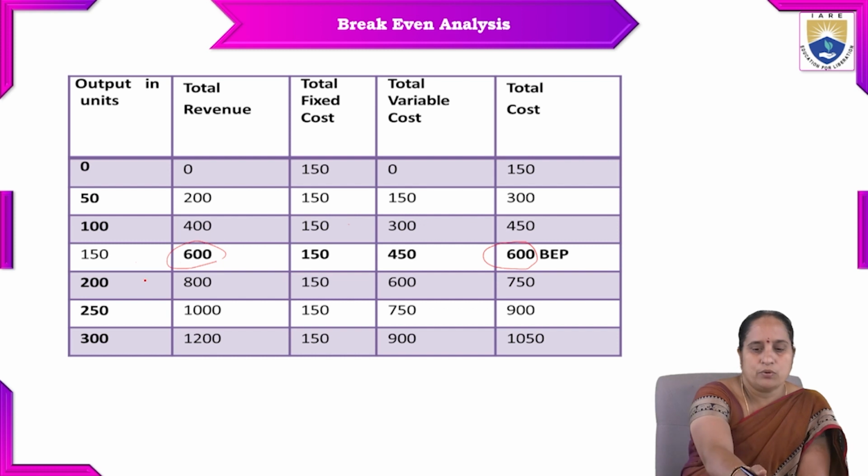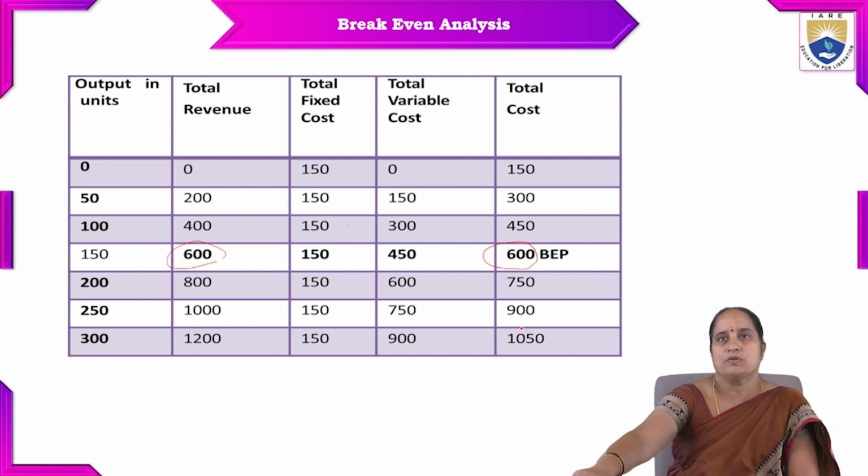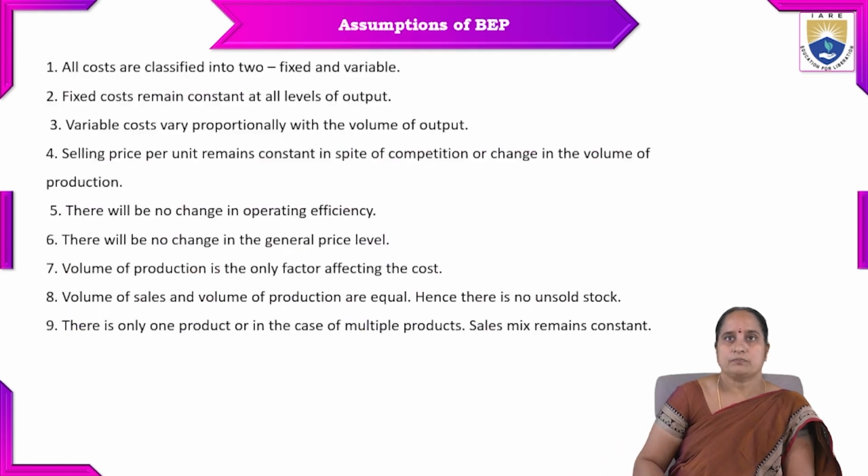Further, if you go on adding 50 additional units, your revenue also increases. As a result, your cost of production will also go up.